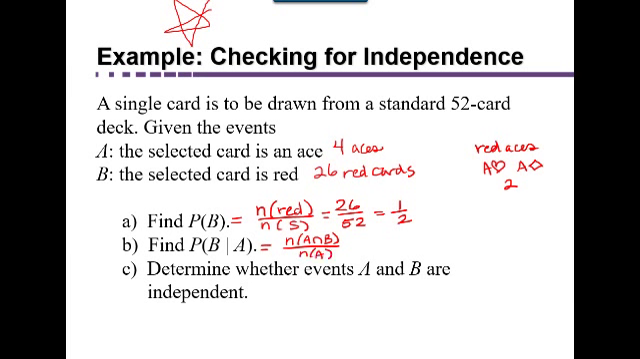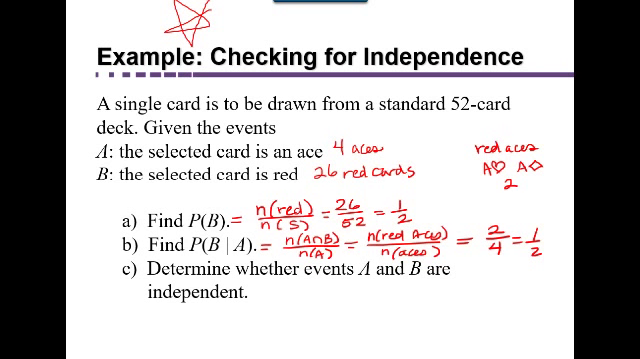And now we're going to find the probability of B given that A has occurred. This is going to be the number of events in both A and B divided by the number in A. In other words, the number of red aces divided by the number of aces. Sorry about that, I got myself confused for a second. Okay, so we said there are 2 aces that are red out of 4 altogether. So that's 1/2 as well.